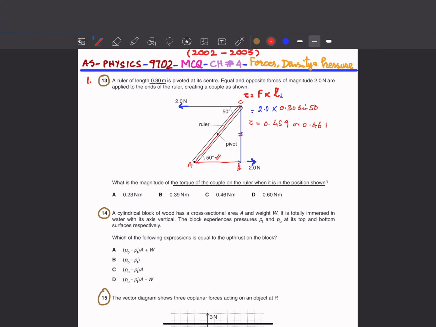And you know that Newton meter is the unit of torque of a couple. So the simple thing is that C is the option here. Of course, we have applied a formula and done the calculation, so the other options are wrong answers, and only 0.46 is our correct answer. But you have to recall the formula.